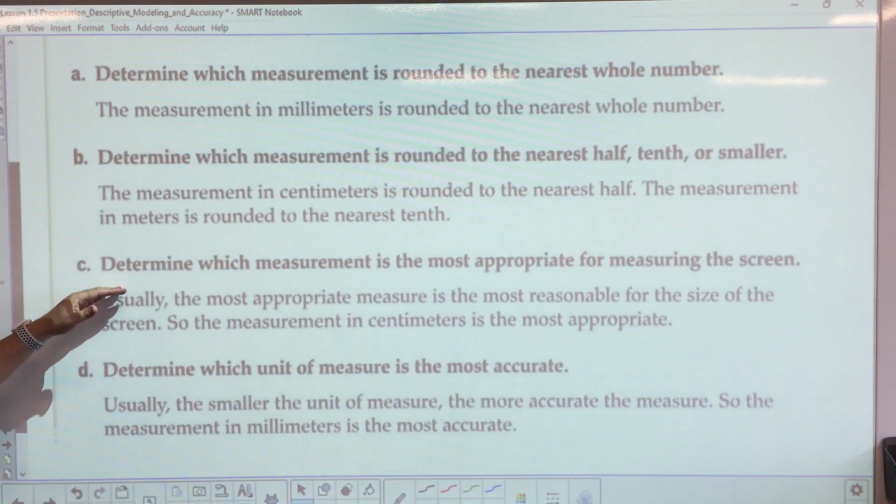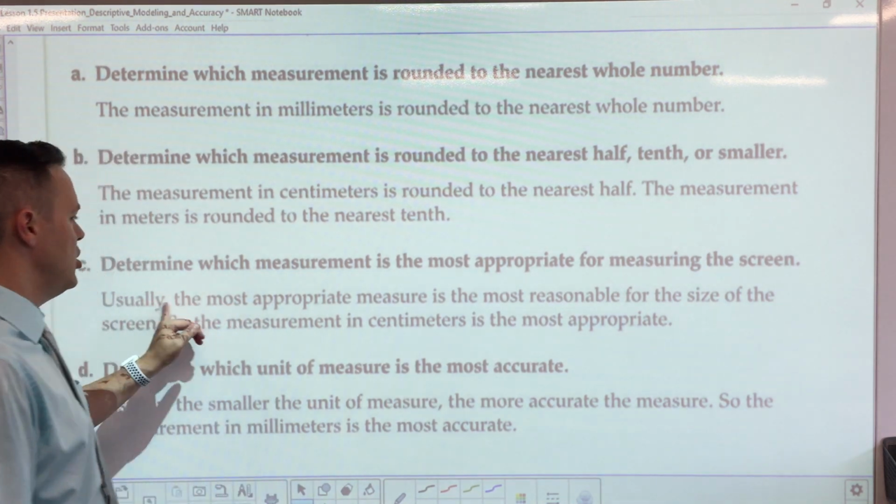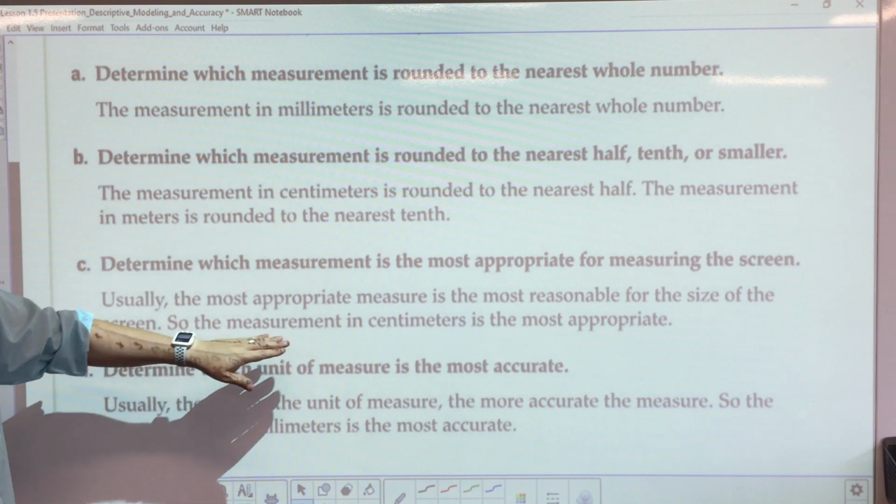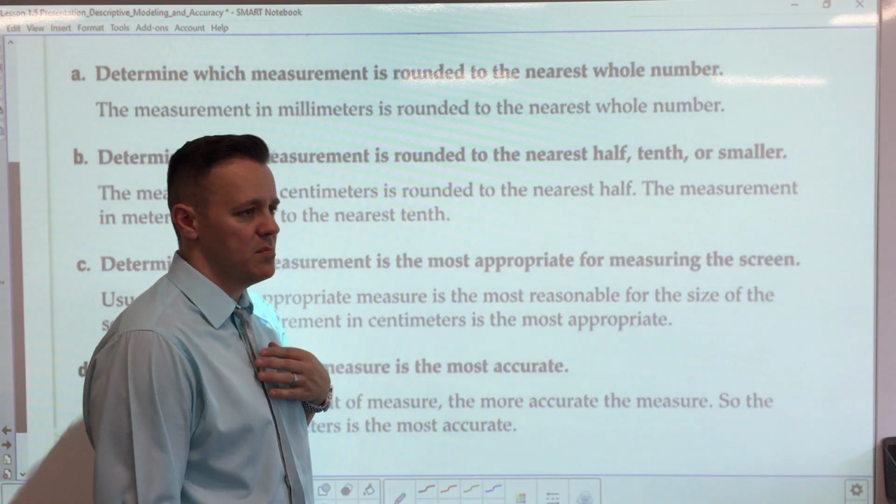Determine which measurement is most appropriate. Well, of course, which one's the most reasonable, okay? Usually the most appropriate measurement is the most reasonable for the size of the screen. So in this case, they say centimeters is most appropriate.